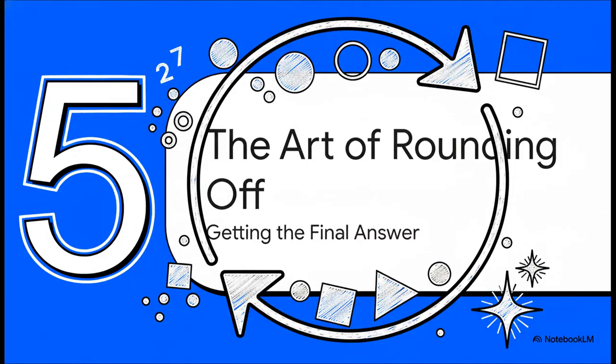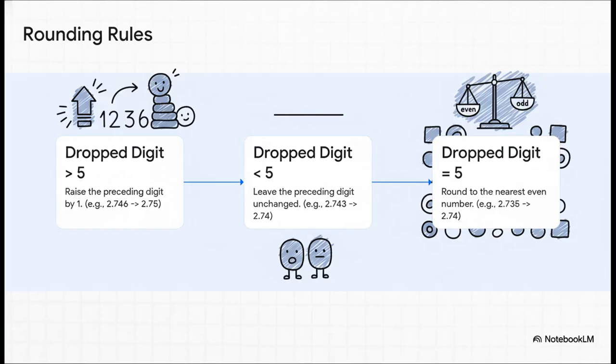We've just seen how critical rounding is, so let's make sure we've got it down pat. Section 5, the art of rounding off. This is the final polish that gets your answer exactly right. Okay, rules 1 and 2 are the easy ones you already know. If the digit you're dropping is bigger than 5, you round up. If it's less than 5, you leave it alone.